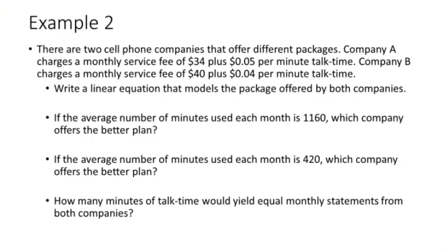Example 2. There are 2 cell phone companies that offer different packages. Company A charges a monthly service fee of $34 plus 5 cents per minute. Company B charges a monthly service fee of $40 plus 4 cents per minute talk time. First, we want to write a linear equation that models the package offered from both companies. In this problem here, we should name our variables.